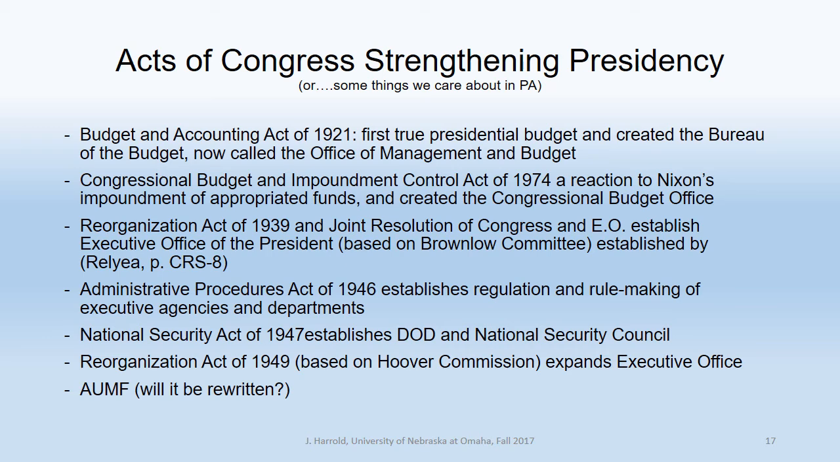The National Security Act, which I like to talk about, established the Department of Defense. Really, the founders established a separate Navy and a separate Army for a reason. And what was that reason? There's a lot of speculation, but part of that reason might have been they really didn't want the Army and Navy colluding together. Post-World War II, the United States saw the benefits of a joint military force, if you will, and so established the Department of Defense. Another Reorganization Act in 1949 expanded the Executive Office of the President, and the AUMF, which I just talked about. Right now, a lot of members of Congress are talking about rewriting it. Who knows what will come out?